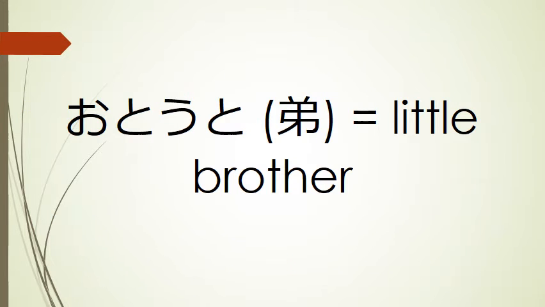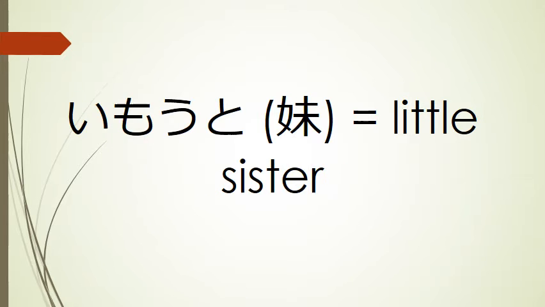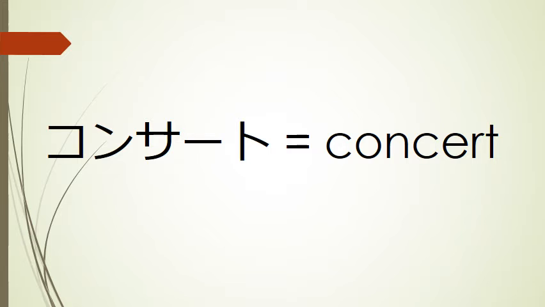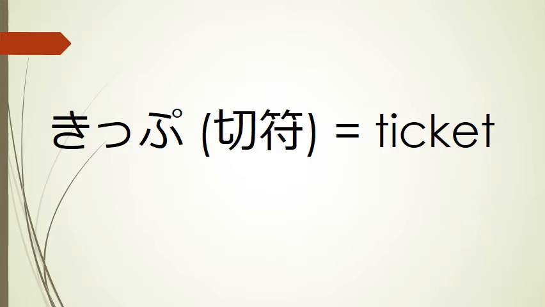Now that first new word, ototo, means little brother. Imoto means little sister. Konsato means concert. And kippu means ticket.